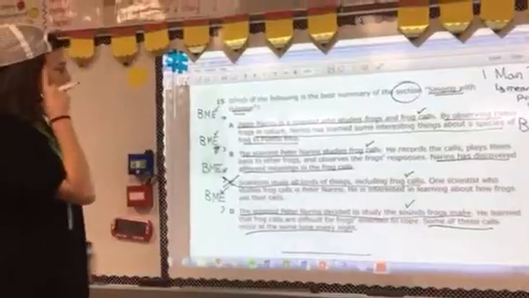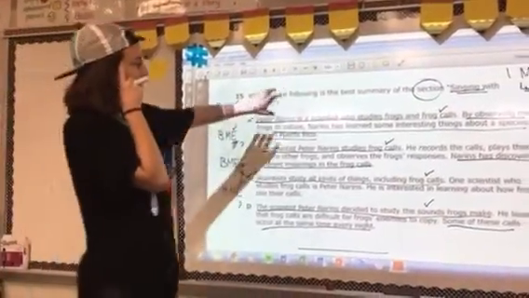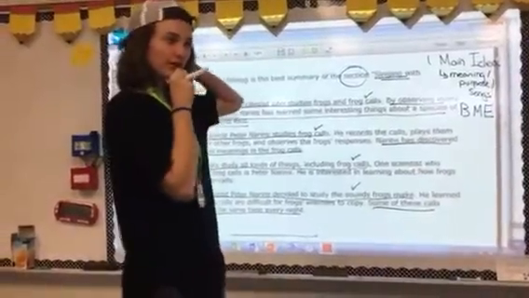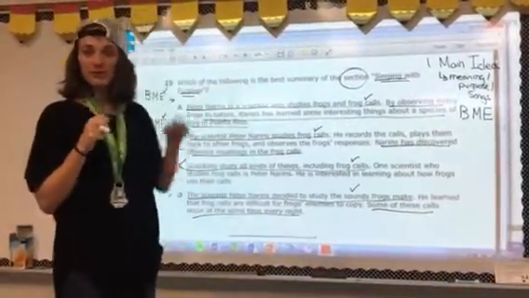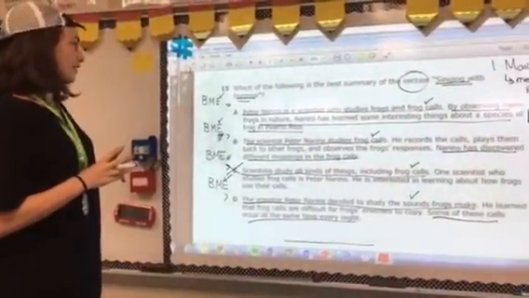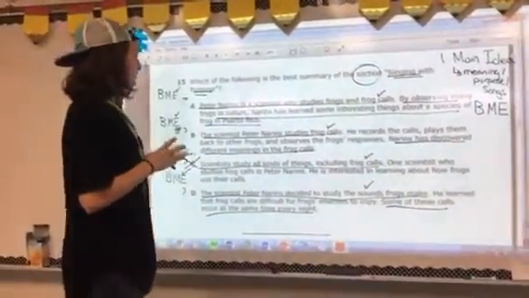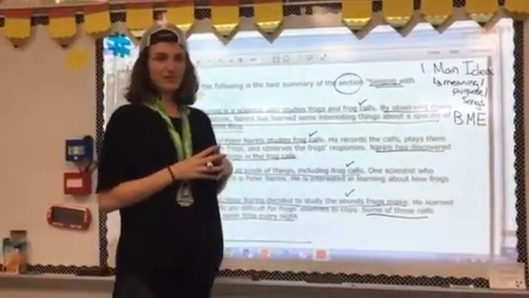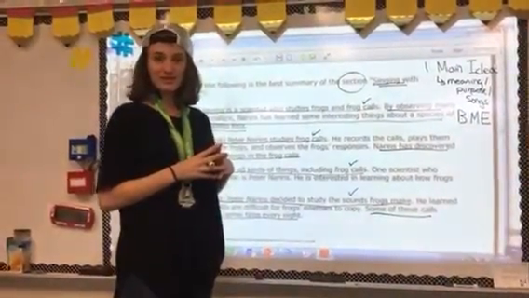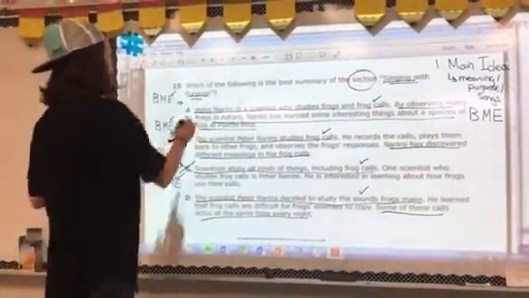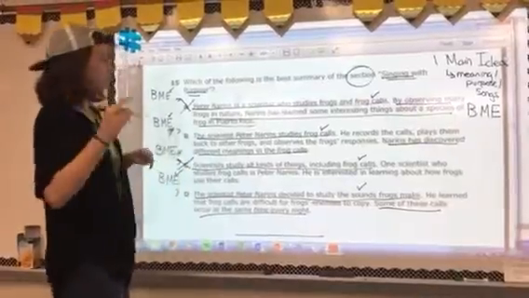Okay, now, because we know that the beginning, middle, and end are all mixed up in these choices, we're going to have to really, really put on our thinking caps. I hope you have one as cool as mine. By observing many frogs in nature, Narrans has learned some interesting things about a species of frog. Some interesting things. It doesn't tell me what interesting things. I feel like there's got to be a better answer, something more specific with a better detail. We're going to cross off A. We're going to take a risk, but we're going to do it.